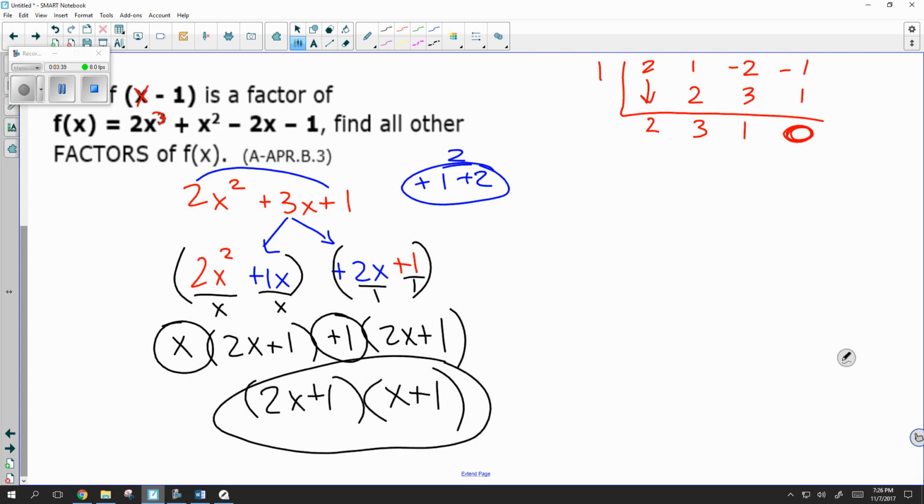So when it says that something is a factor and you need to find the rest of them, you just divide it out and then factor what's left. So you're going to need to know simple ABC, complex ABC. If there was 4 things, you would have to know grouping. So all of those strategies that we learned in the past, they still apply.